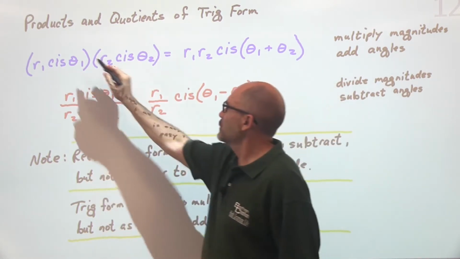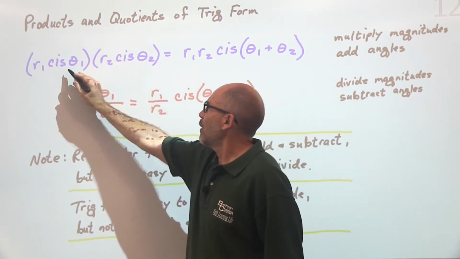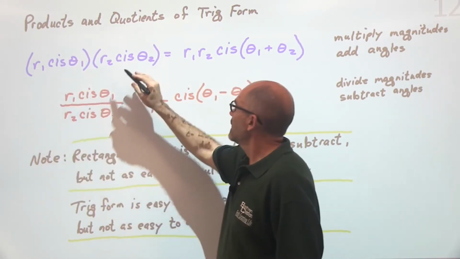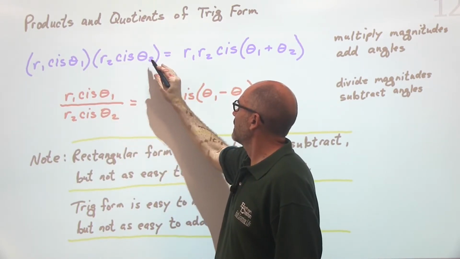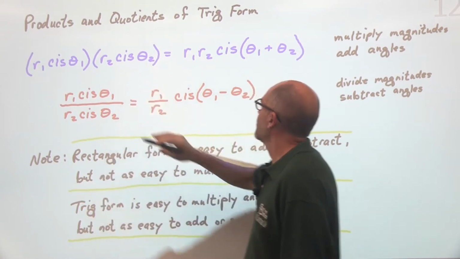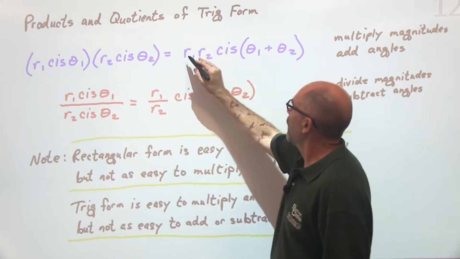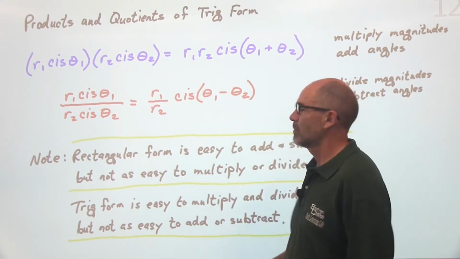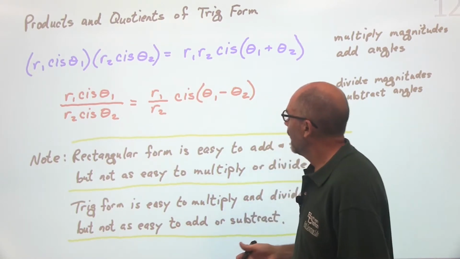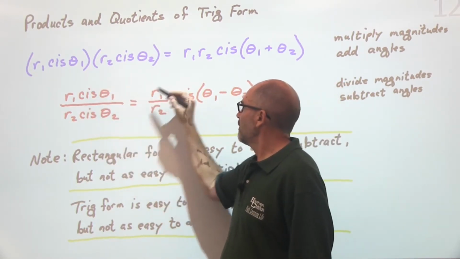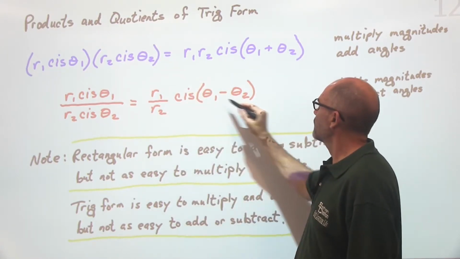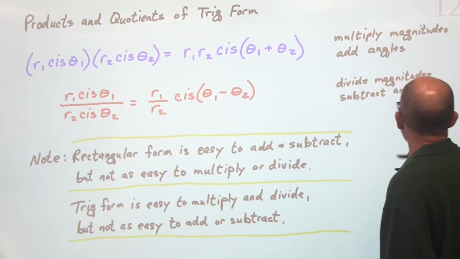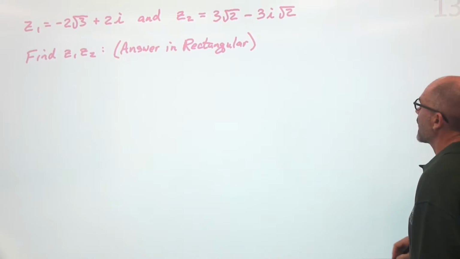So multiplying two numbers in trig form, you have r1 cis theta 1, so it's r cis theta of the first point, times r2 cis theta 2, which is r cis theta of the second point. What do we do? Well, we just multiply the two radii together and add the two angles together. Piece of cake. Now what about division? Well, we're just going to divide the two radii and subtract the two angles. So that really is simple. All right, so let's check out a couple examples.